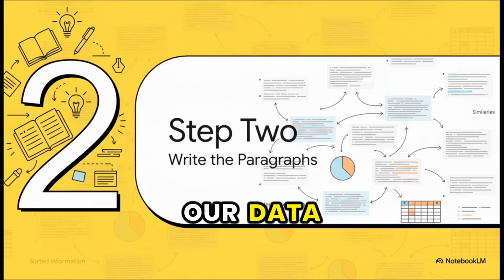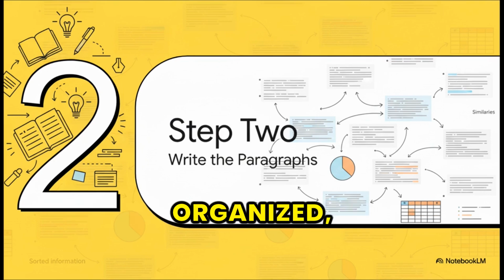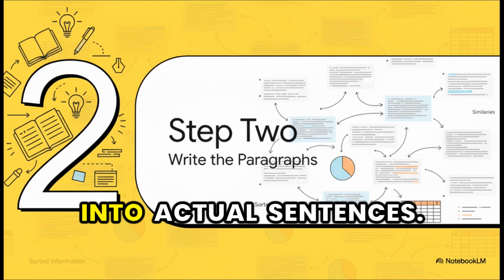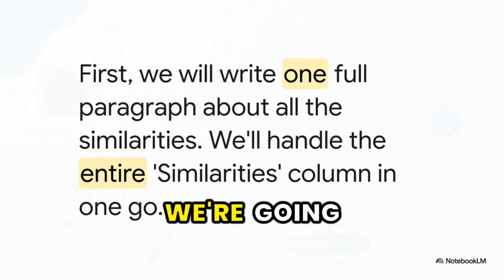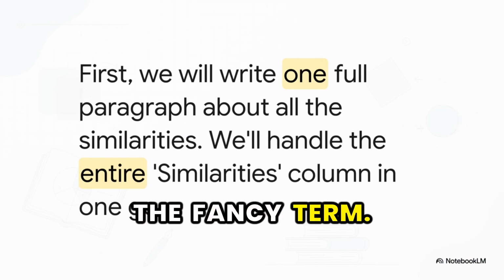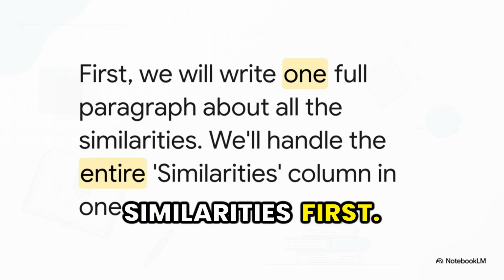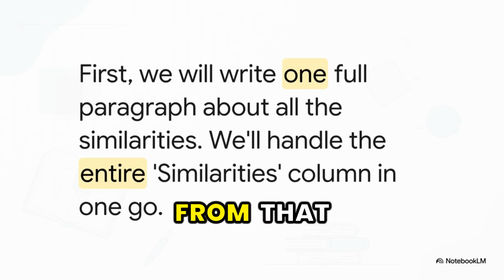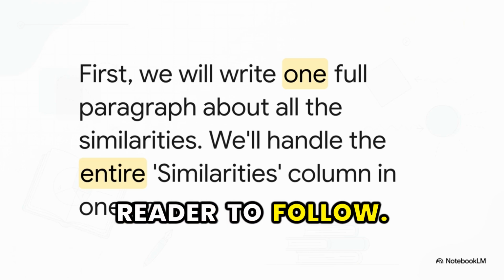Seriously, now that our data is all sorted out, we can move on to the fun part. Step 2, writing the paragraphs. Since everything's organized, all we have to do now is turn those points into actual sentences. So let's start with the similarities. We're going to use a method called block organization, but don't worry about the fancy term. All it means is we're going to write one whole paragraph all about the similarities first. We'll use up all our points from that similarities bucket before we even touch the differences. It just keeps things super neat and easy for your reader to follow.